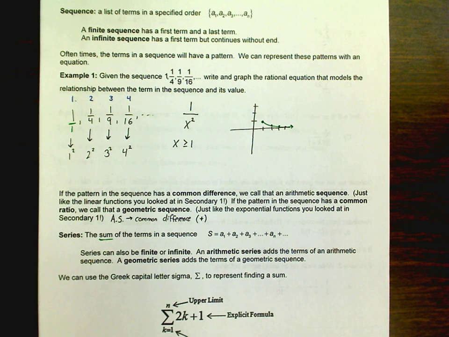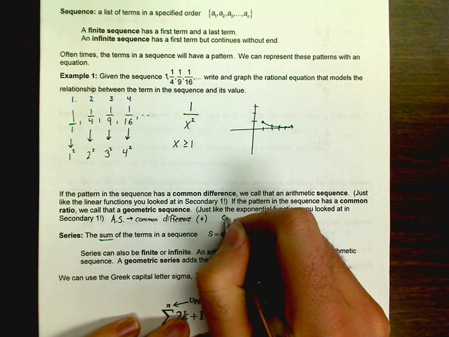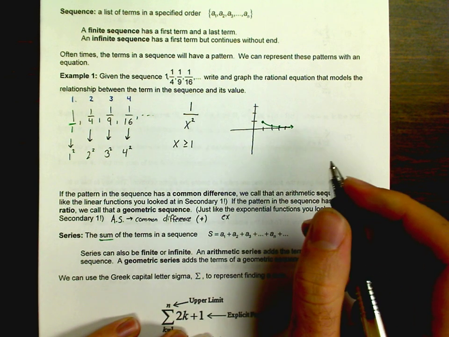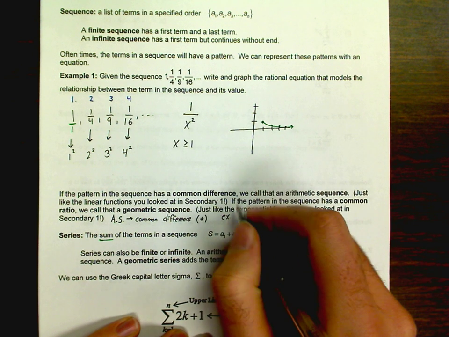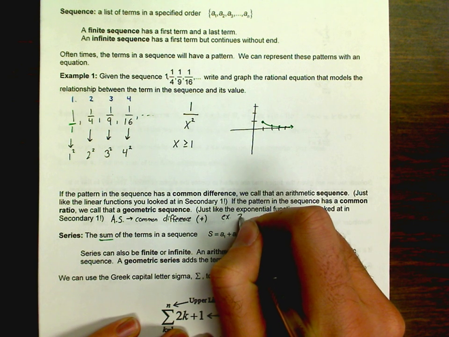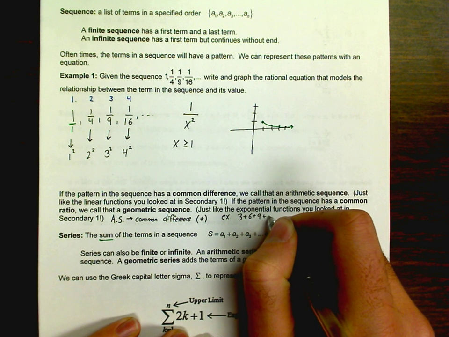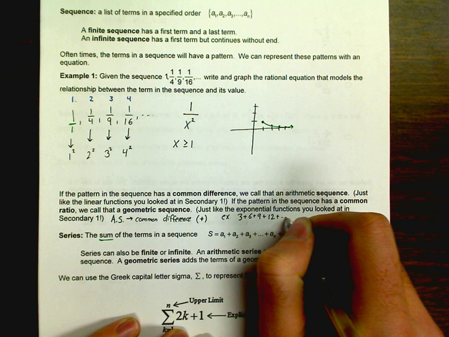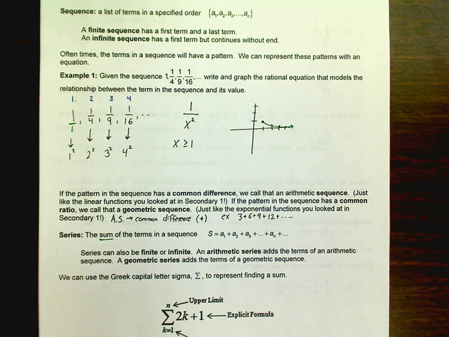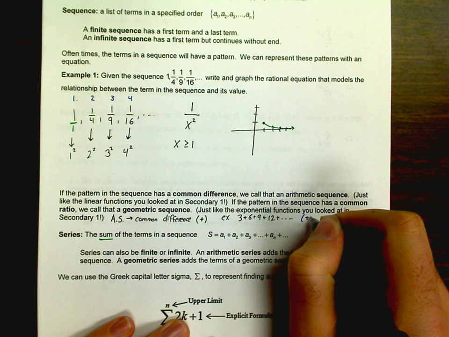So here's an example of an arithmetic, let's go with series, because that's the main focus here. If I do 3 plus 6 plus 9 plus 12 plus blah blah blah, okay, you'll notice that each term is going up by 3, and so my common difference is plus 3 for each time.